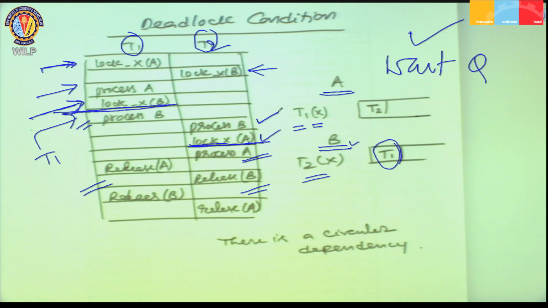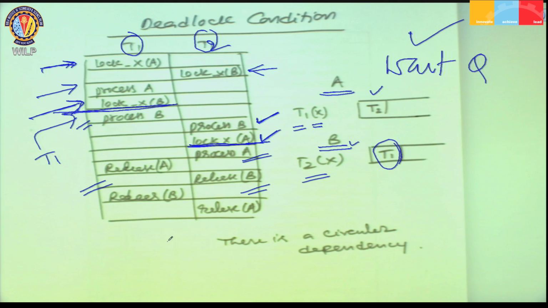Now control goes here, process B happens, and then T2 wants an exclusive mode lock on data item A, but it is already locked by transaction 1 in exclusive mode. Hence T2 will have to join the wait queue for data item A. And if you see, there is a circular wait, that is, T1 is waiting for some resource which is to be released by T2, and T2 is waiting for some resource which is to be released by T1. So there is a circular dependency, and this is known as the deadlock situation. And this deadlock situation is a result of mutual exclusion.